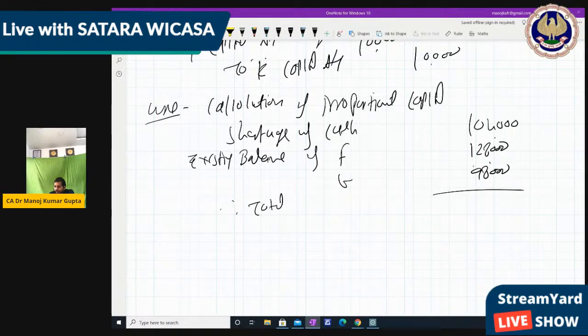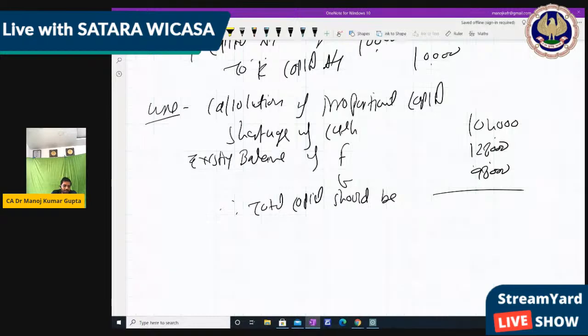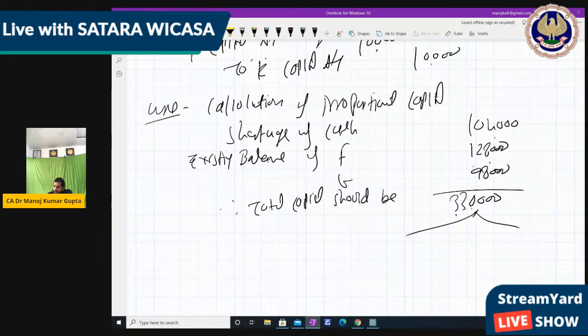Therefore, how much total capital should there be? Total of these things: 1,04,000 plus 1,28,000, because 1,28,000 is already with the partners, and 98,000. So 3,30,000 should be the total capital. The total capital should be distributed among F and G in the ratio of 3:2. Right? So divided by 5 into 3, 1,98,000, and into 2, 1,32,000.